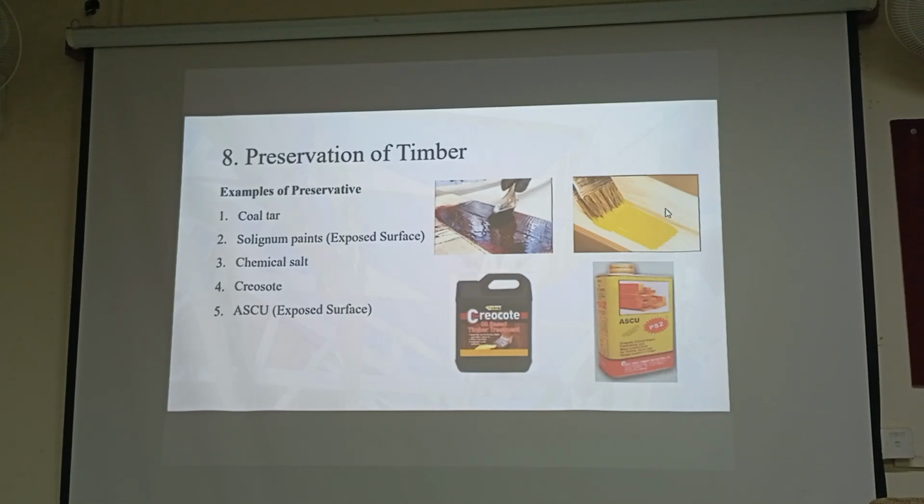Coal tars are commonly used for woods that are used outside, like for surface fencing or electrical poles. Those are coated with coal tar and they are preserved. Sodium paints are used on exposed surfaces, like the outer surface of walls, doors, or wooden roofs, but they should be applied frequently, like annually, whereas coal tar, once painted, will remain there for a few years.